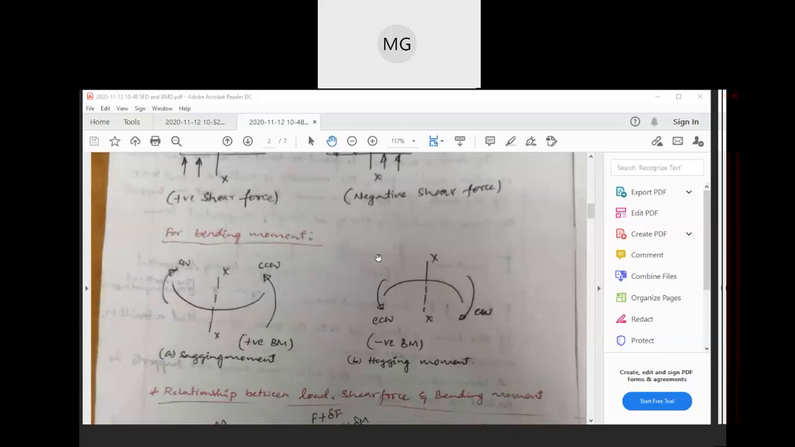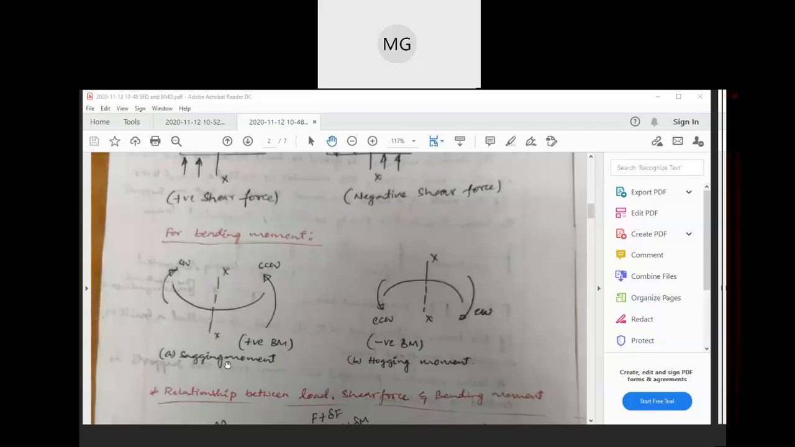Next, bending moment. Here it is a beam. If the beam bends like this, like a smiley, or sagging, that is a positive bending moment. If it bends like this, hogging, then it is called a negative bending moment, or a sad face. This is smiley. This is sad face.